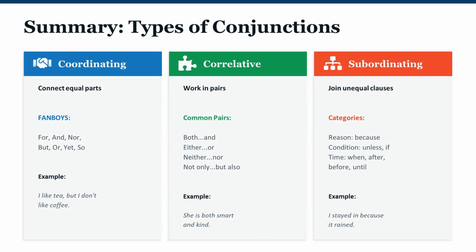Let us now summarize what we have learned about conjunctions. There are three main types. First, coordinating conjunctions. These connect equal parts of a sentence. Remember the acronym FANBOYS, which stands for for, and, nor, but, or, yet, and so. Second, correlative conjunctions. These always work in pairs to join words of equal importance. The common pairs are both and, either and or, neither and nor, and not only and but also. Third, subordinating conjunctions. These join an independent clause with a dependent clause. They fall into categories like reason, condition, and time.